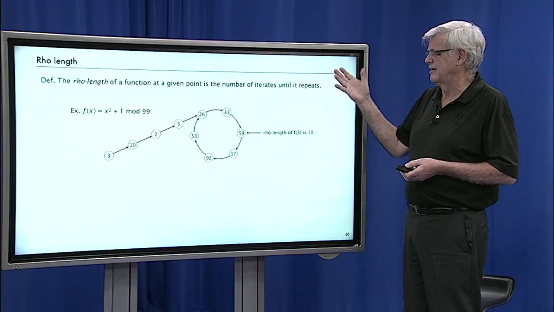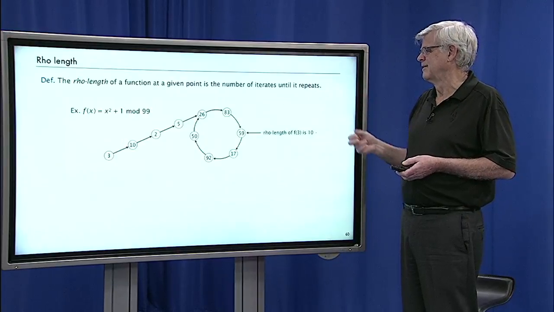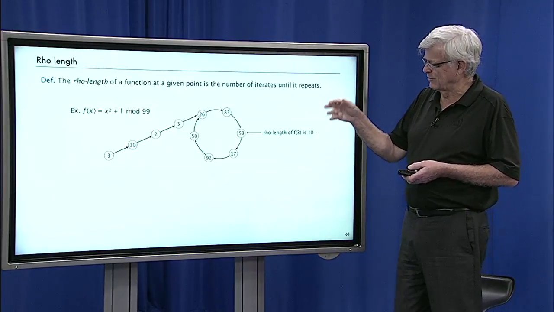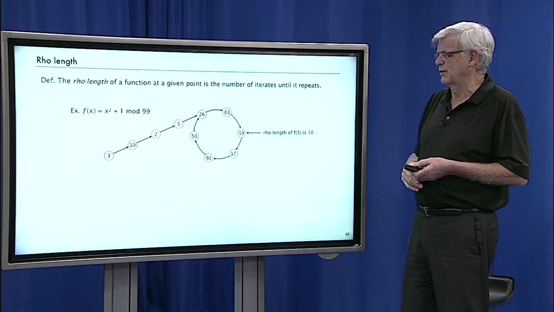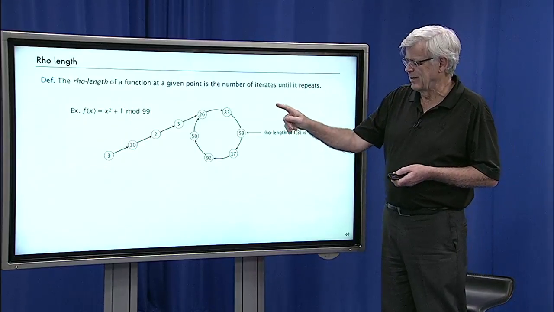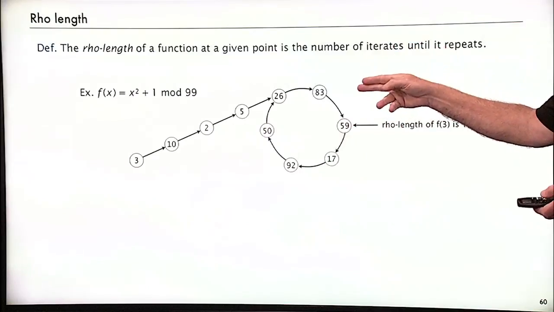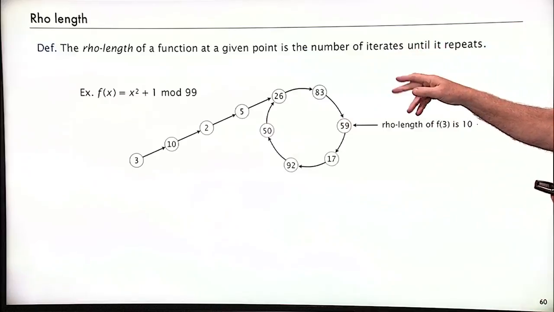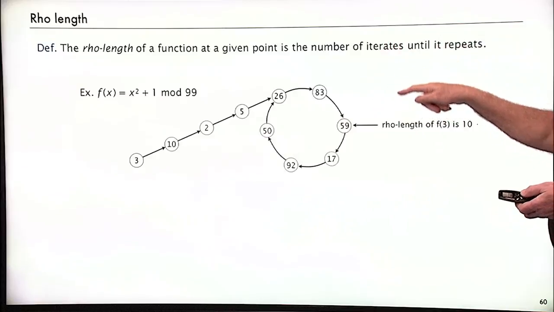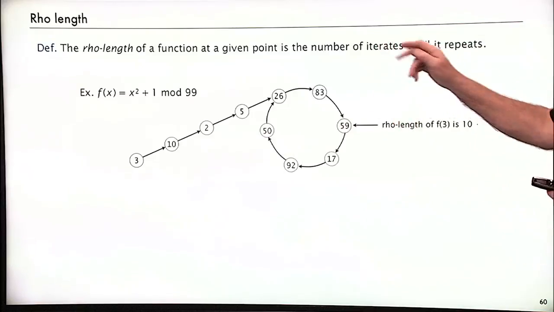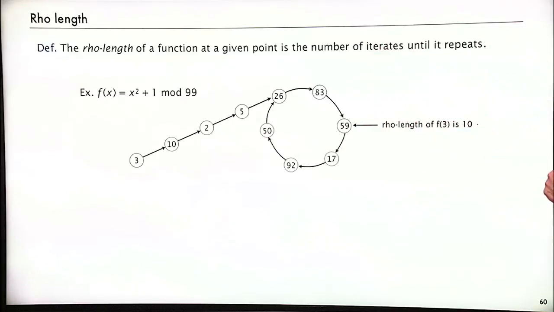Just for example, an interesting property of these functions is something called a row length. So the row length of a function: if we start at a given point and just apply the function, say you have a function like x squared plus 1 mod 99. So 3 goes to 10. 10 squared is 100, plus 1 is 101, mod 99 is 2. And then square that and go to 5, and so forth. You eventually get to a point where you hit a cycle. So that's called the row length, the number of times that you iterate the function until it finally repeats.